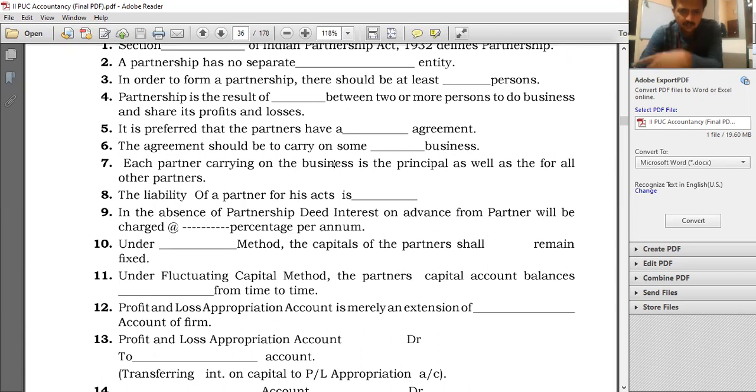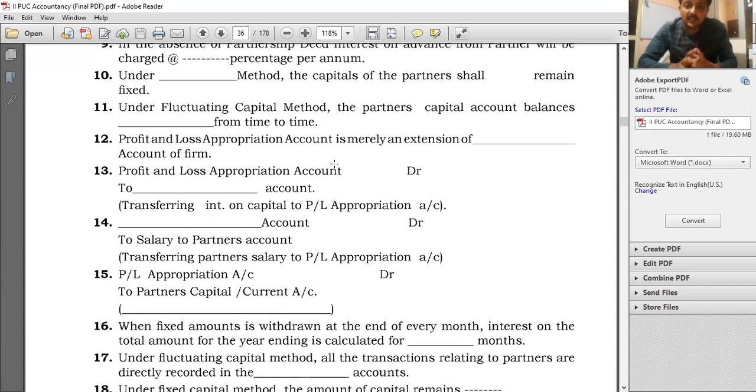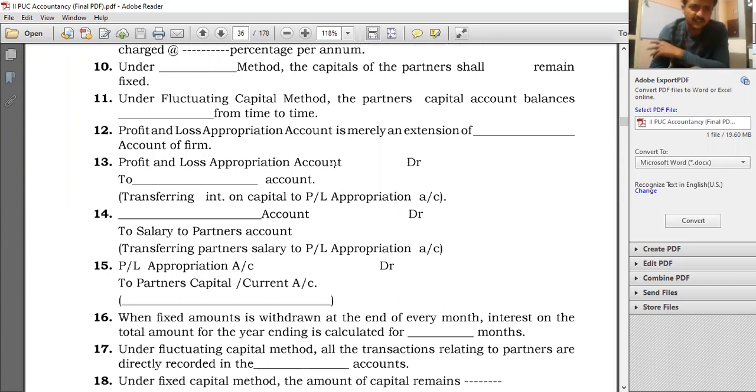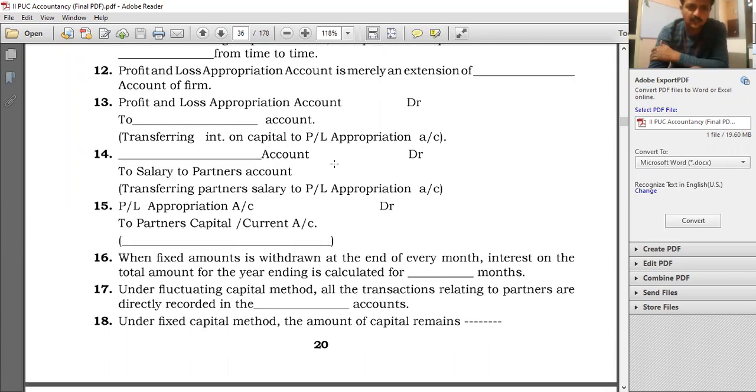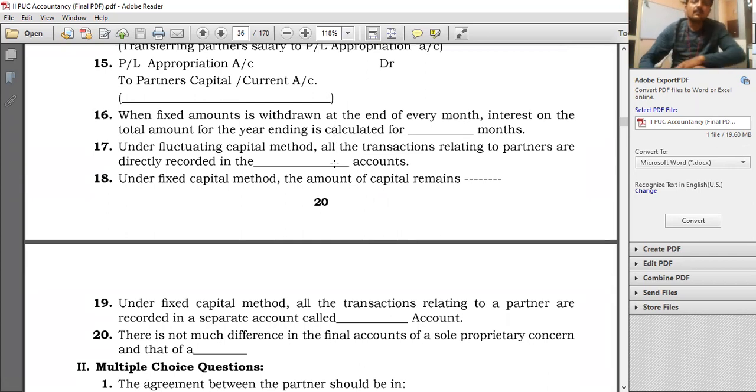Then this I will not tell you. Under fixed method, fluctuating method, you know very well, right? Then profit and loss appropriation account is merely an extension of profit and loss account. This is a very important question. Then I feel there will be no journal entries from this chapter, so that's why I'm not considering them. The next is, when fixed amounts are withdrawn at the end of every month, then it will be 5.5 months.